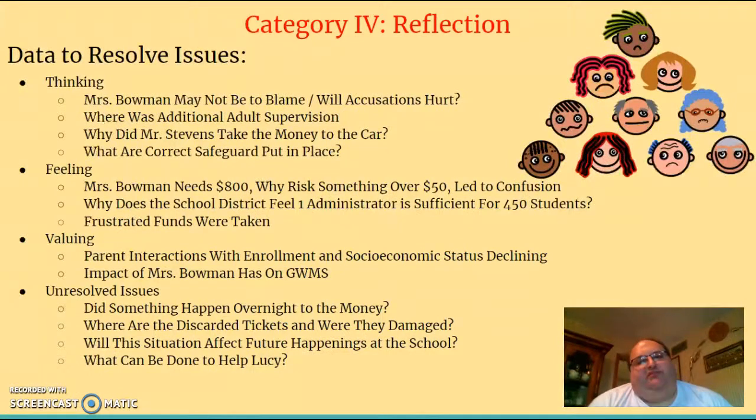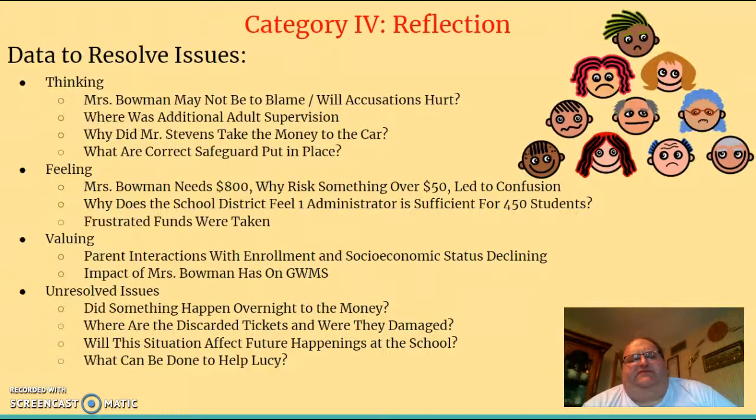So as I reflected on this case, some of the things that I was thinking was Mrs. Bowman may not be the one to blame. Where was the adult supervision, the additional adults? Why did Mr. Stevens take the money to the car? And what are the correct safeguards put in place? As I was reading, my reflection and my feelings was Mrs. Bowman needs $800, so why would she risk just $50? So that kind of led to some confusion.